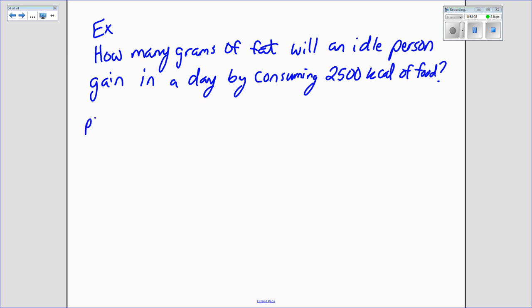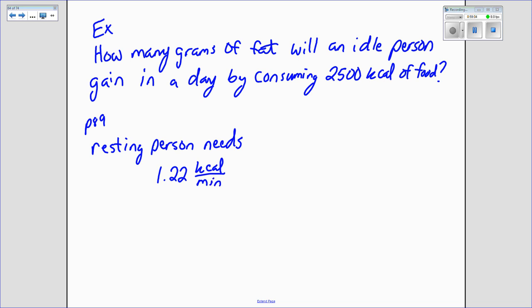So if you look at that table on page 89, it gives the amount of energy that a resting person needs. A resting person needs 1.22 kilocalories per minute. And so if I convert this into a full day, like I want to know how much it needs for a day, I'll say that in 1 hour there are 60 minutes. I just want to convert this into days.